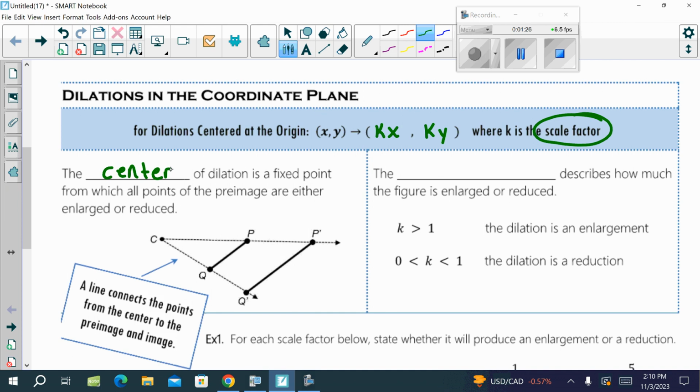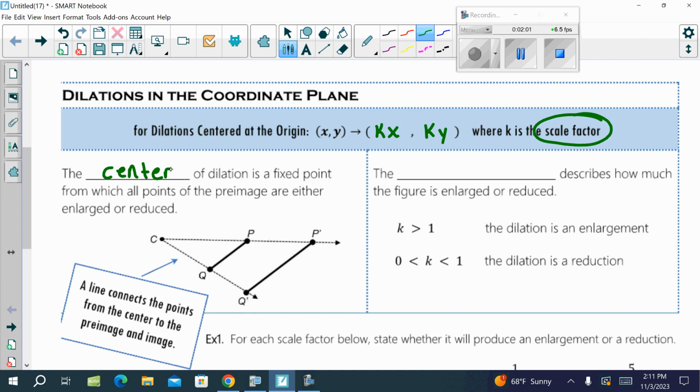So whenever you look at the picture below, if you have C as your center of dilation and you have this segment PQ and you dilate it, you enlarge it to P prime, Q prime, you should always be able to draw an auxiliary line from the center of dilation through P and its prime. Okay, so you should be able to draw a straight line that connects all three of those. If you cannot draw that straight line in the dilation, you have done the dilation wrong.